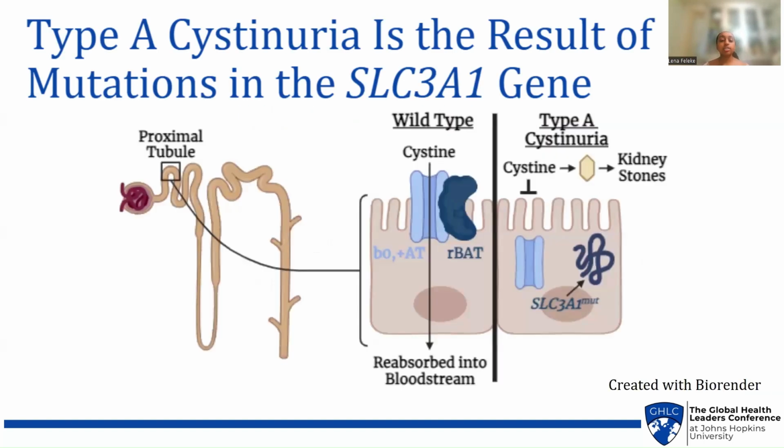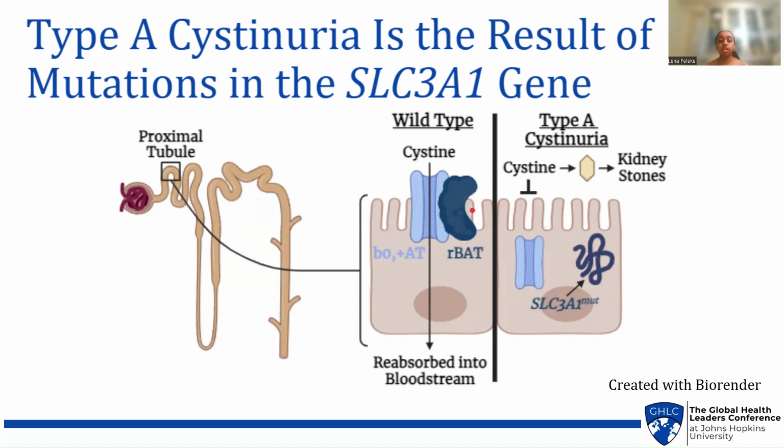So cystinuria has different types, but the type that I used as a disease model in my project is type A cystinuria. And cystinuria generally is a monogenic kidney disorder that is characterized by kidney stone formation due to the accumulation of the amino acid cysteine in the urinary tract. And type A cystinuria specifically results from mutations in the gene SLC3A1, which encodes for the protein RBAT.